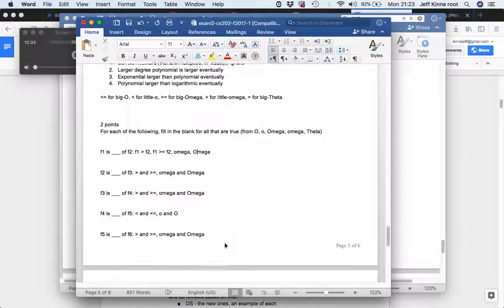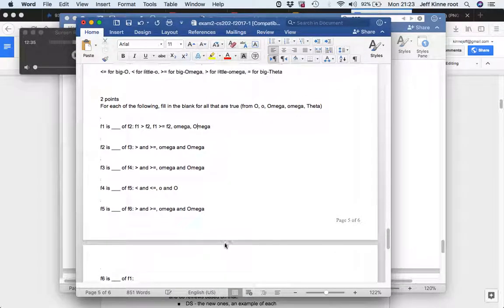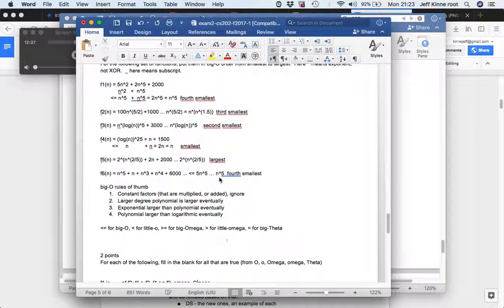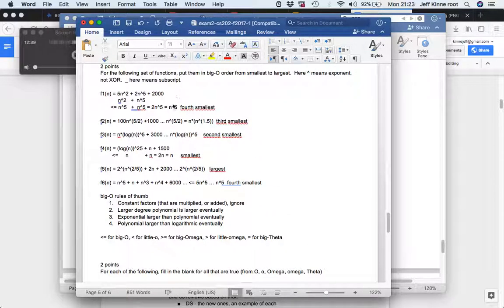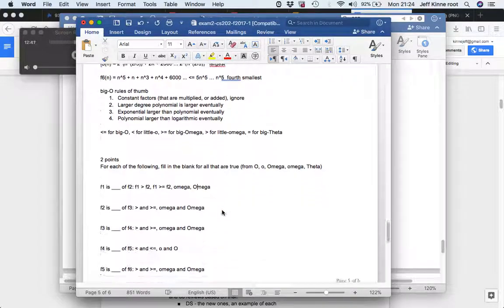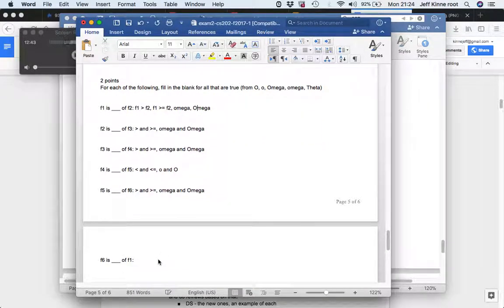All right, and then the last one we have is F6 versus F1. We have n to the 5th versus n to the 5th. Those are the same in terms of big O. If they're the same, then that is equal. It's also true to say less or equal to and greater than or equal to. So that's to say theta, and less or equal to is big O, and greater or equal to is big omega.